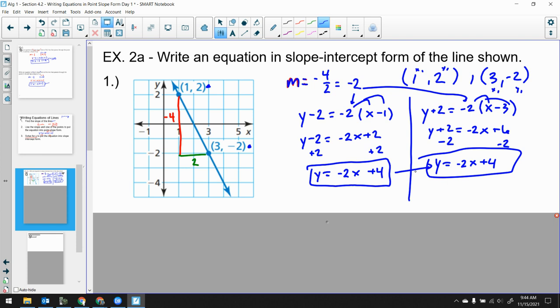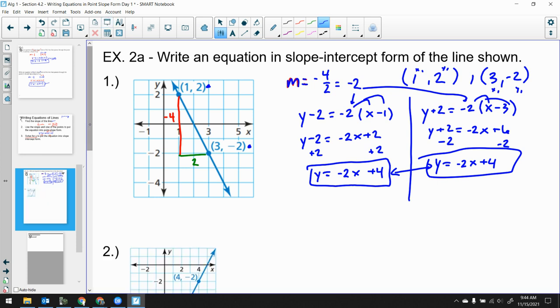It doesn't matter which point you choose to create your slope-intercept form. You can pick the first point or the second point. As long as you solve it for y, it's going to be the exact same thing no matter what. Let's do that one more time.